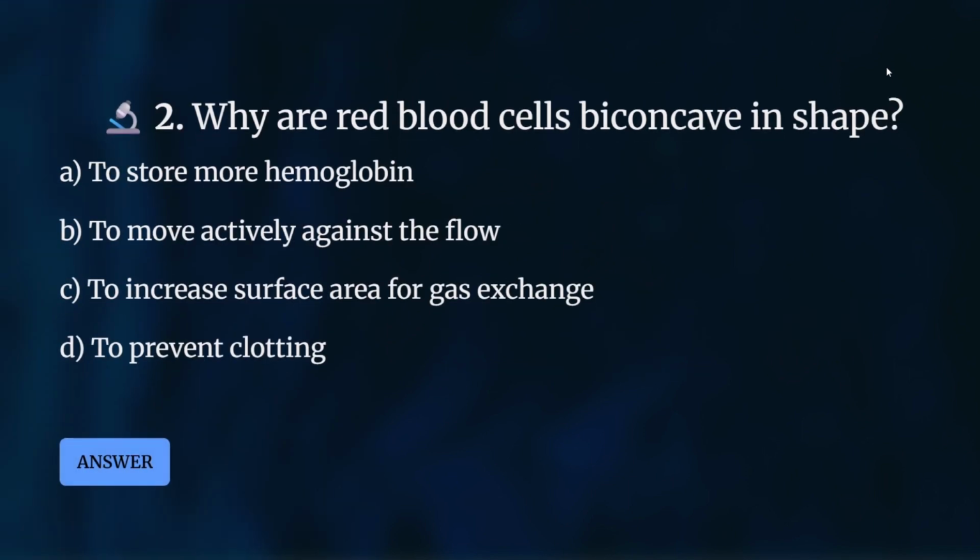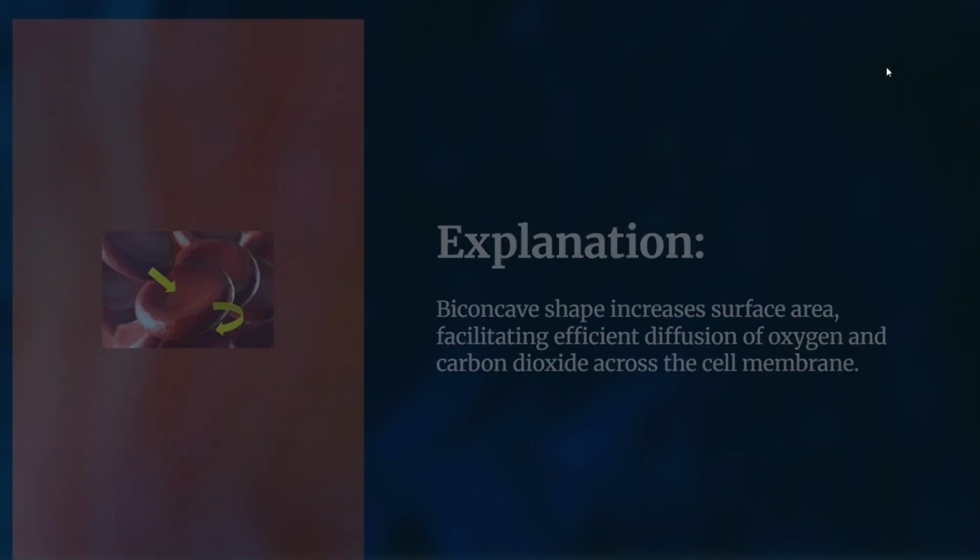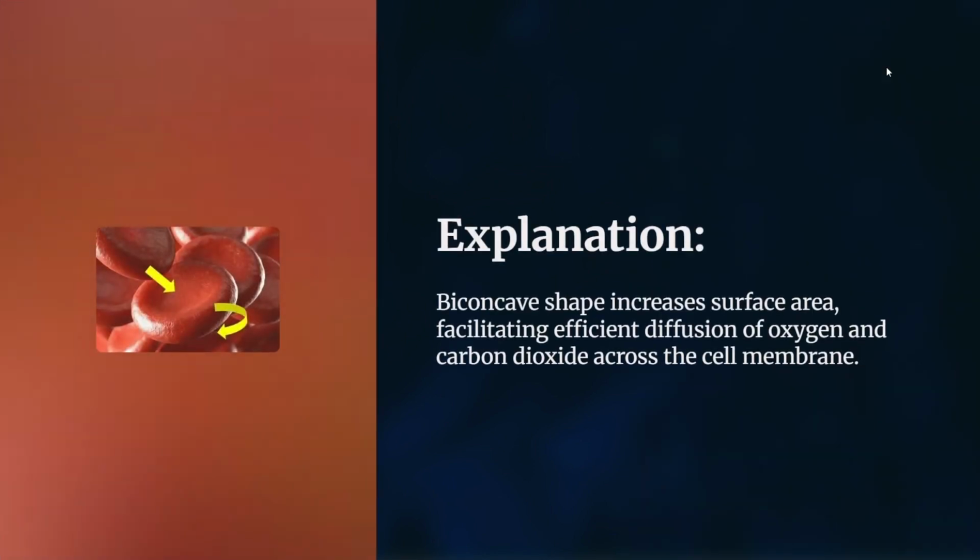Question number 2. Why are red blood cells biconcave in shape? The options are A. To store more hemoglobin, B. To move actively against the flow, C. To increase surface area for gas exchange, or D. To prevent clotting? And the reason why RBCs are biconcave is to increase surface area for gas exchange. Biconcave shape increases surface area, facilitating efficient diffusion of oxygen and carbon dioxide across the cell membrane.